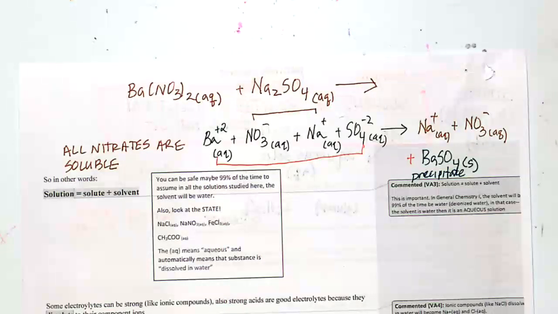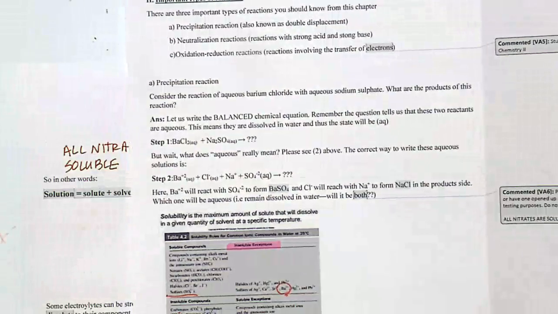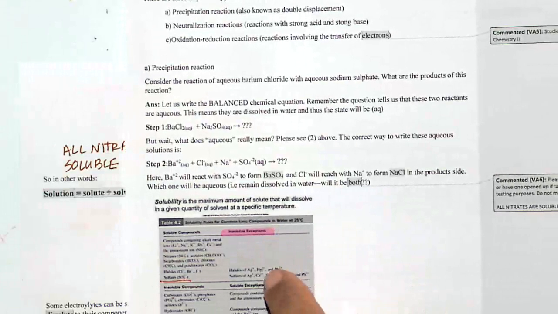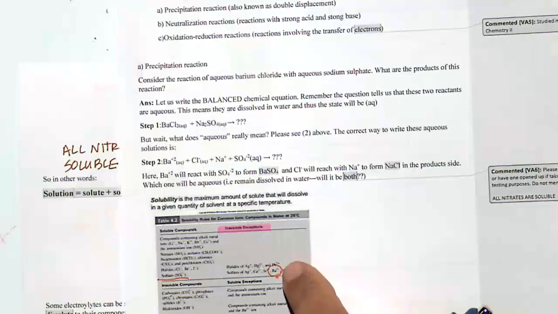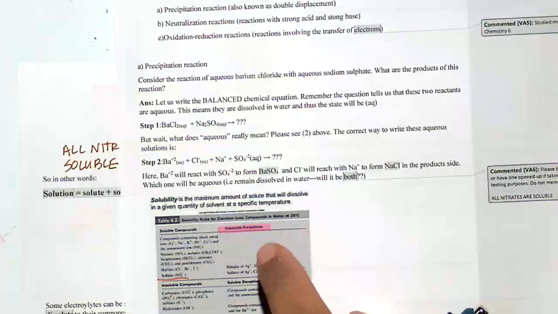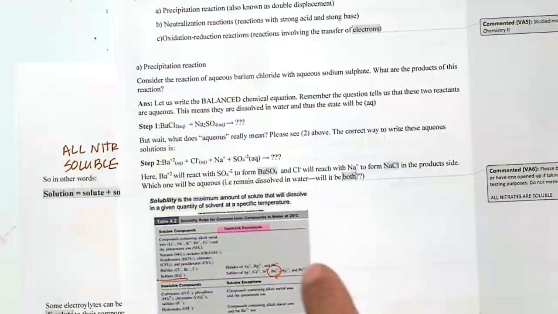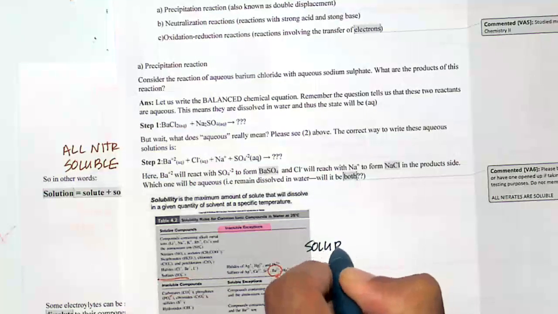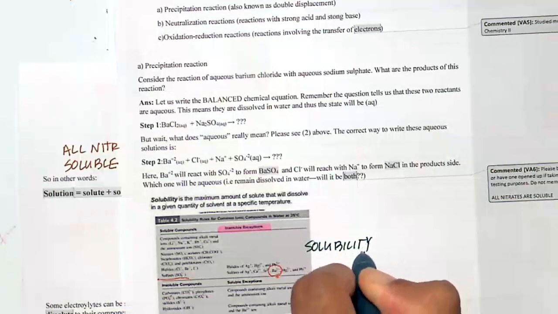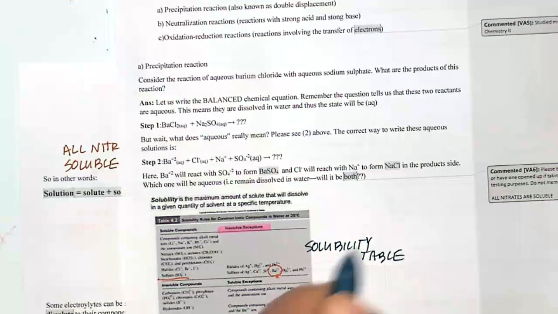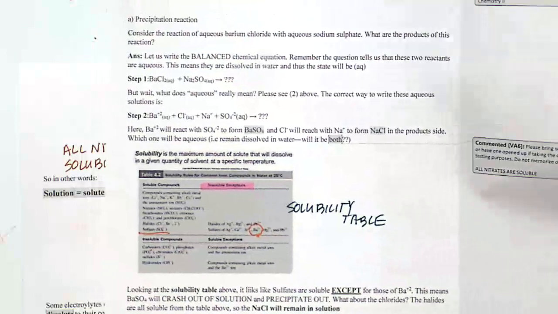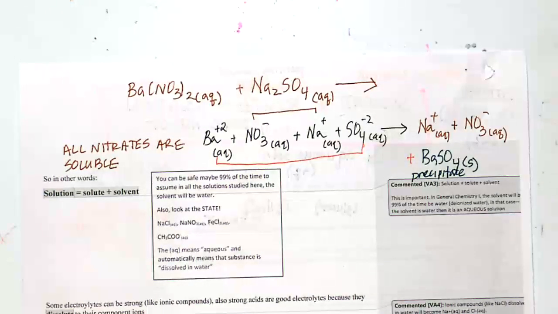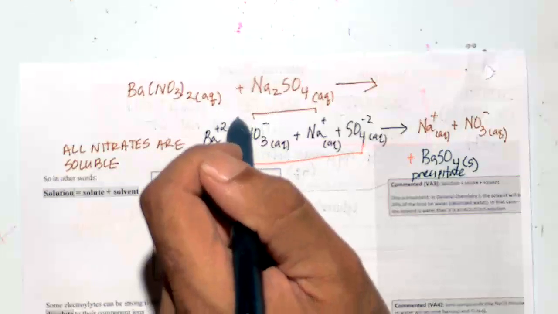So how do we know when something is soluble or insoluble? We use something called the solubility table. I have a better one. I'll give that to you in class Thursday. Bring it to the exam. So you can bring it to the exam. I'll get you one.